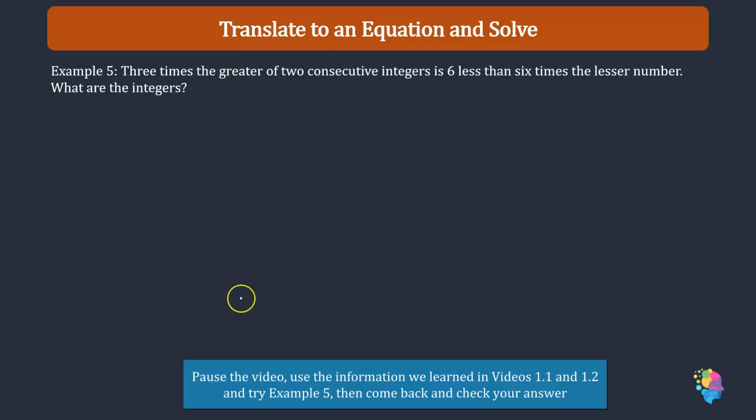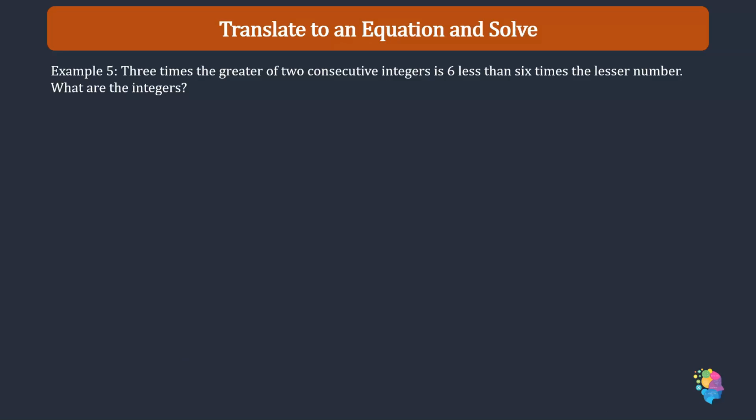Because if you've seen the previous videos in the previous lessons to this one, we already have a lot of practice with translating and solving. So if you want to pause the video to translate these words into an equation and then we'll solve it together, or maybe you want to translate and solve and then come back, that would be awesome. Let's try it out. Example 5 reads, 3 times the greatest of two consecutive integers is 6 less than 6 times the lesser number. What are the integers?